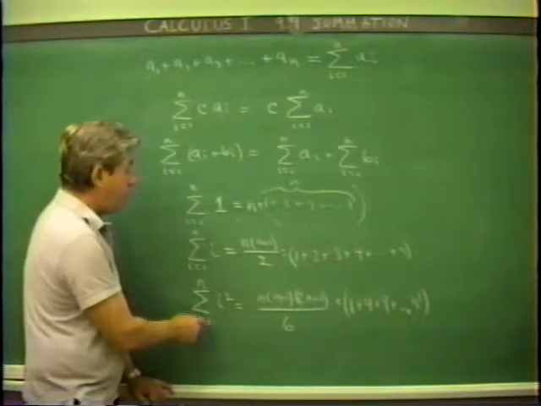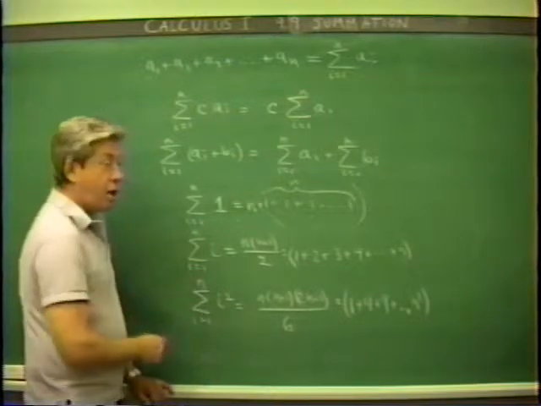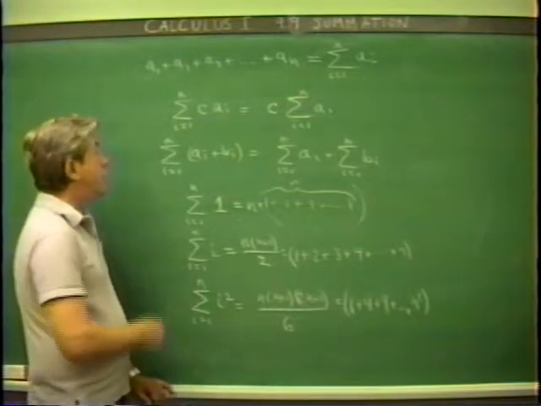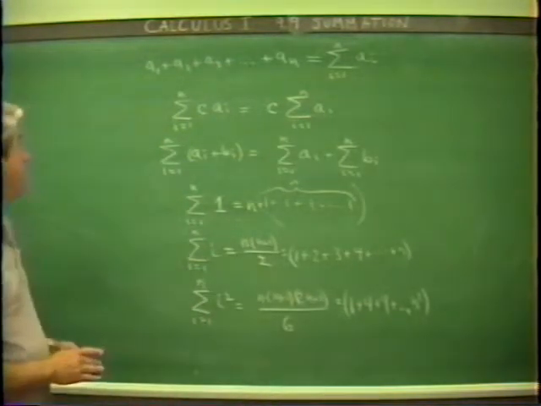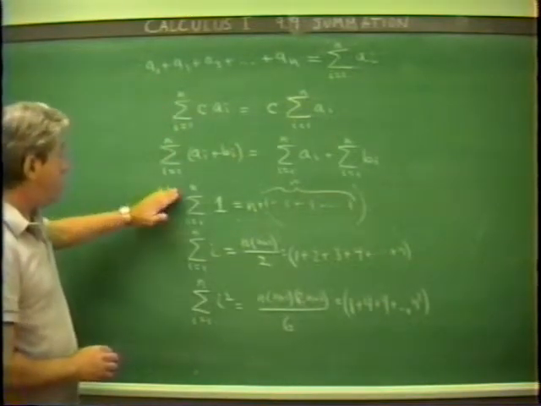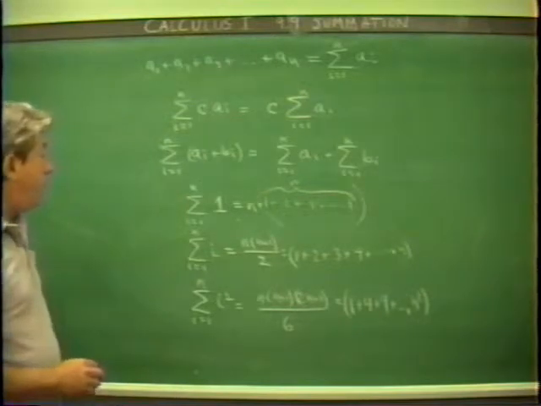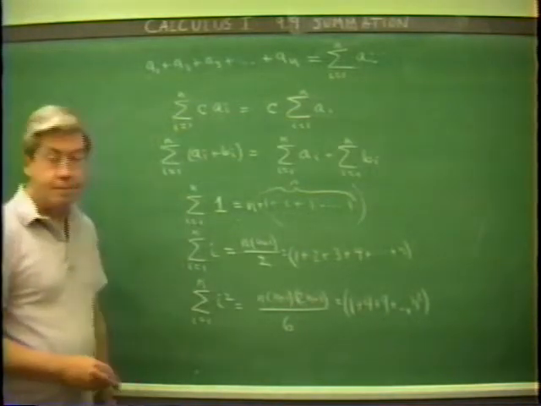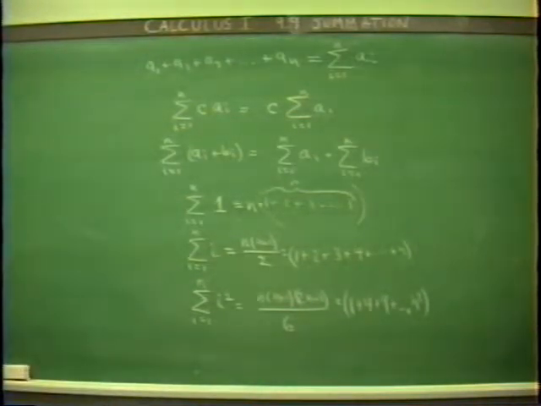There are actually formulas for the sum of the integers to the kth power from i equals 1 through n. So here are some basic things about summation. This is the notation. Those are the two basic algebra rules. And here are three formulas that are worth knowing.